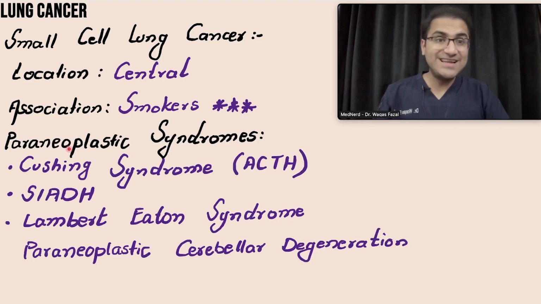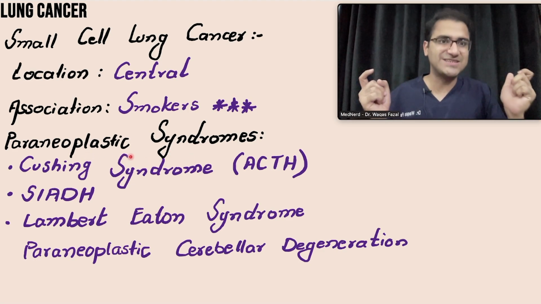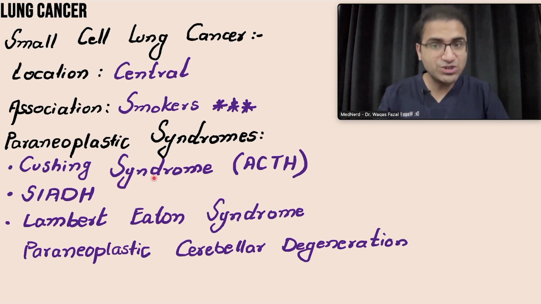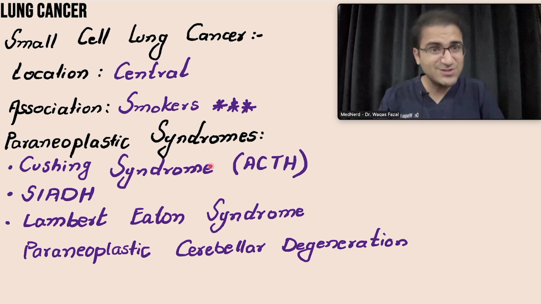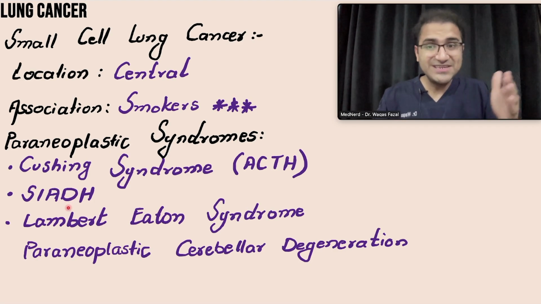Now these small cell lung cancer and other lung cancers can produce these paraneoplastic syndromes. Paraneoplastic syndromes are some systemic effects that are produced by these cancers. Lung cancer can produce systemic effects. It can cause Cushing syndrome when it produces ACTH. It causes production of ACTH, and that ACTH stimulates the adrenal glands to produce lots and lots of cortisol. So these patients can present to you with features of Cushing syndrome. It can also produce SIADH, resulting in syndrome of inappropriate ADH secretion.